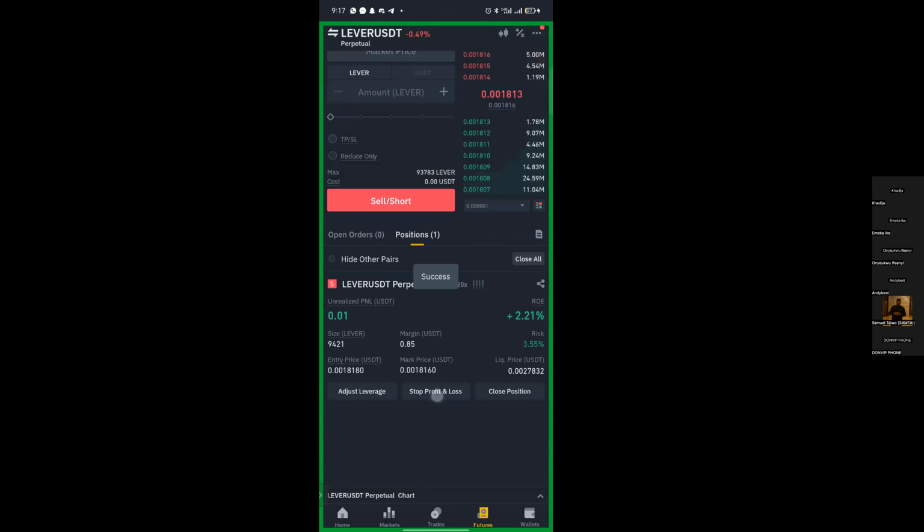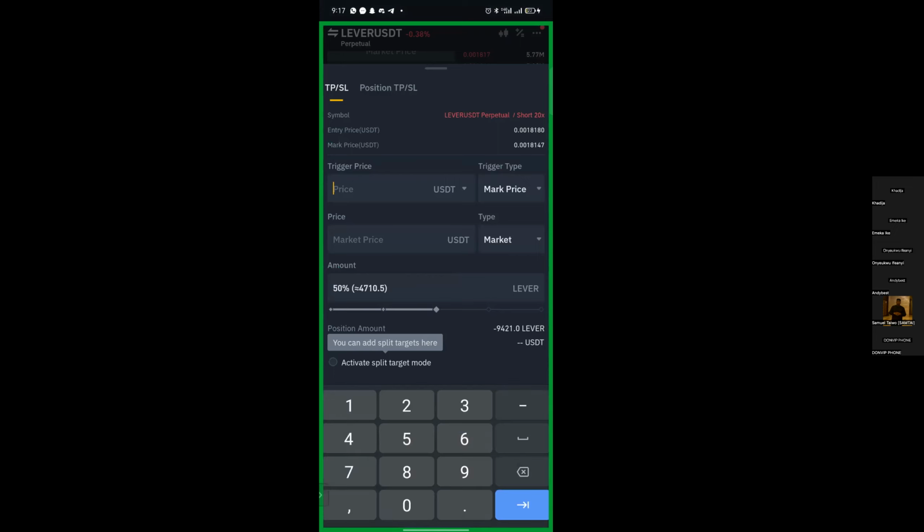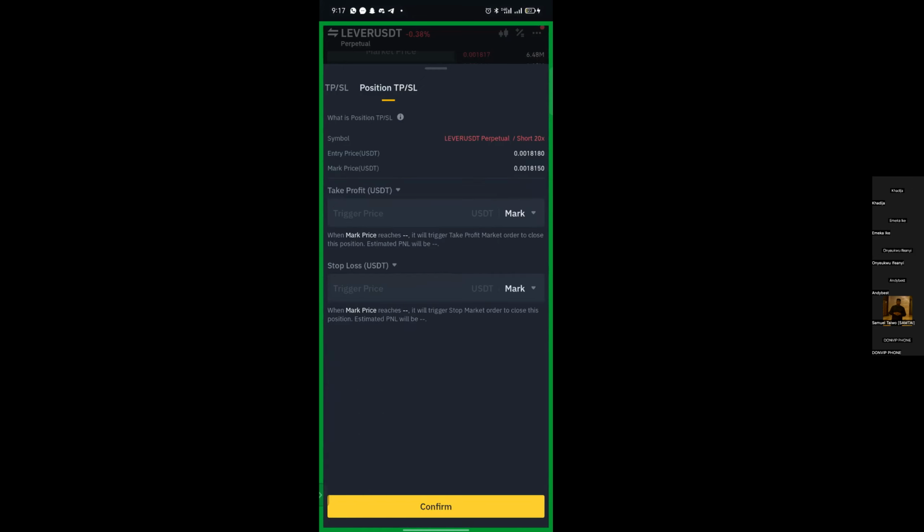Like I said, what I just did using the close position is the same thing as this, but in a different method. You can indicate your trigger price and the percentage you want to take out. Then you confirm. Once it hits this trigger price, it will close the amount of token you want it to close. But this is the one we'll be using. This one is what they call position stop loss.